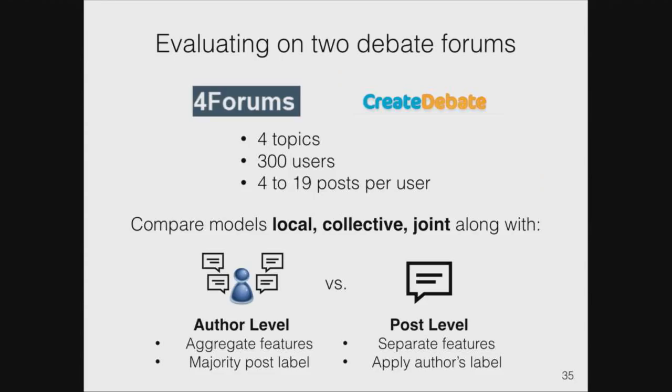So we evaluate all combinations of these modeling choices on two different online debate data sets: Four Forums and Create Debate. We got four topics from each, and they have about 300 users in each topic that author about 4 to 19 posts. To recap, the author level is where we would aggregate features for users and apply the majority post label. For the post level, we get separate features for posts, and we'll apply the author's label if we don't have labels at the post level already.